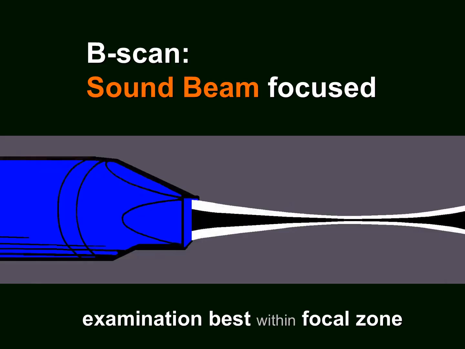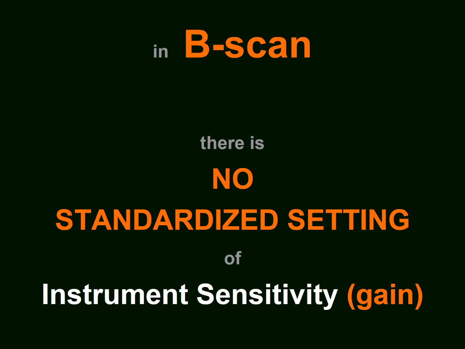The B-scan probe emits a sound beam that is focused, and it is in the focal zone that we have the best resolution and that we should use for the examination. In B-scan there is no standardized setting of either the instrument sensitivity or the gain used.